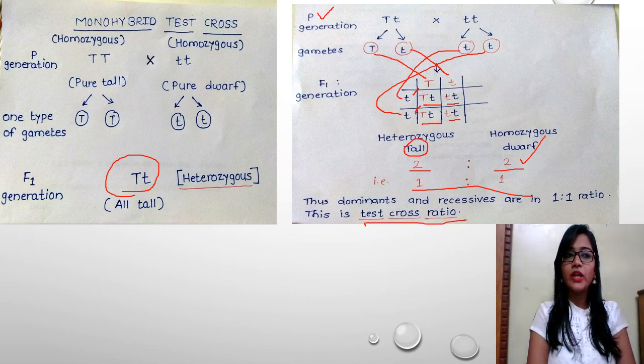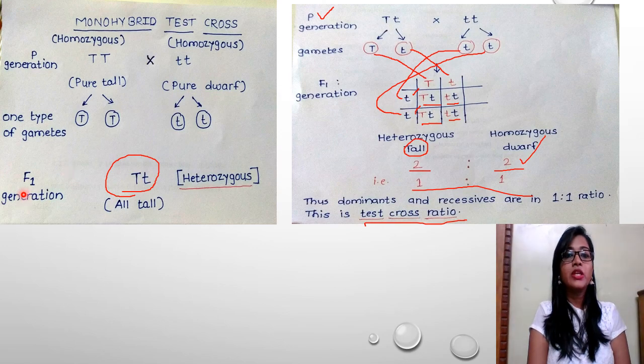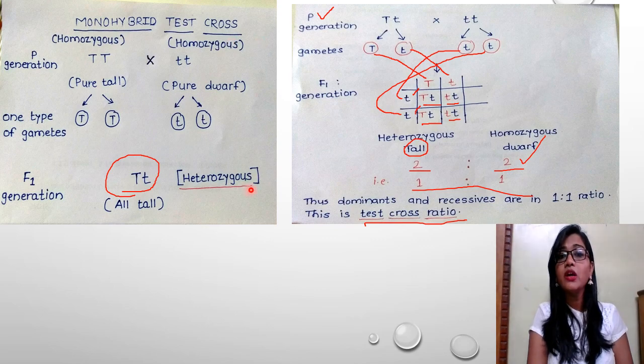That is 1:1. So what exactly did we do in the test cross? In the test cross, the F1 tall plant is crossed with the homozygous recessive parent, that is the small t parent. Since the offspring is crossed back, we are crossing this F1 generation back with this homozygous plant. So it is back crossed with one of the parents. It is called a back cross. To test something, we are crossing back. So test cross is a back cross.